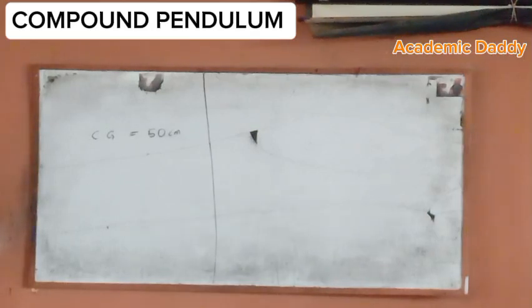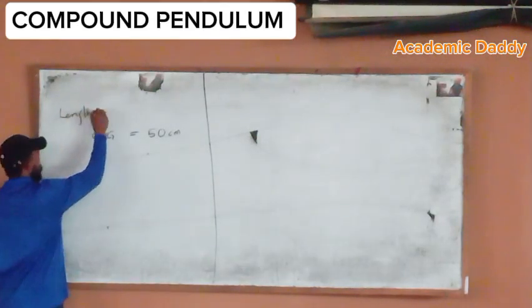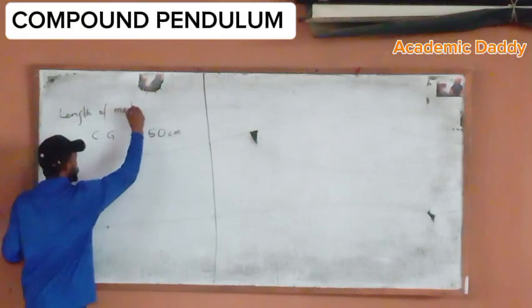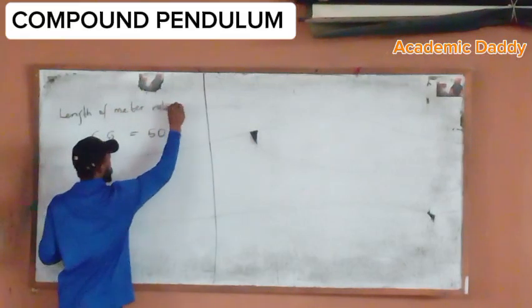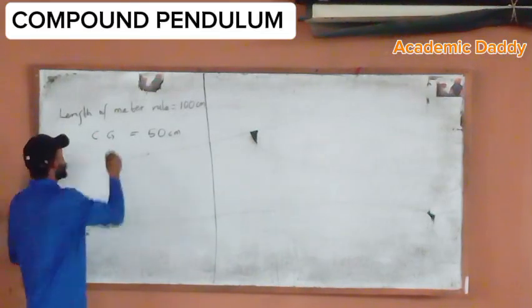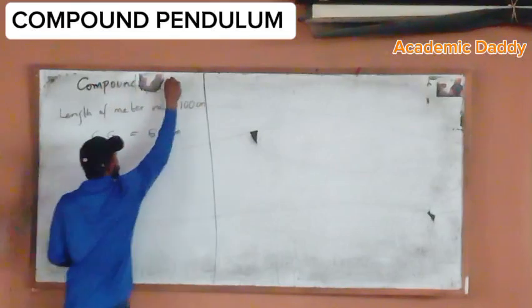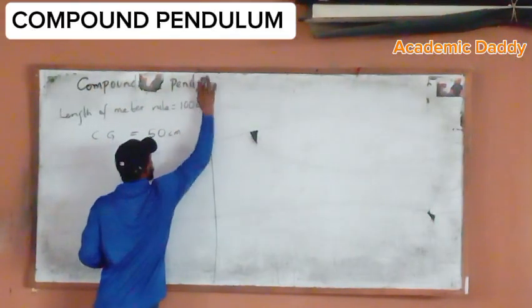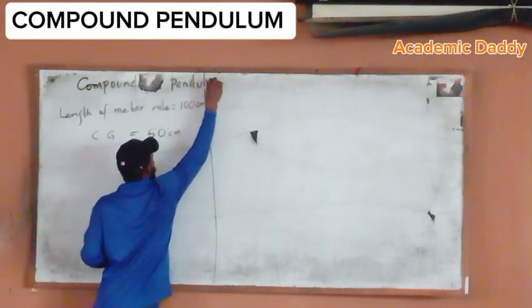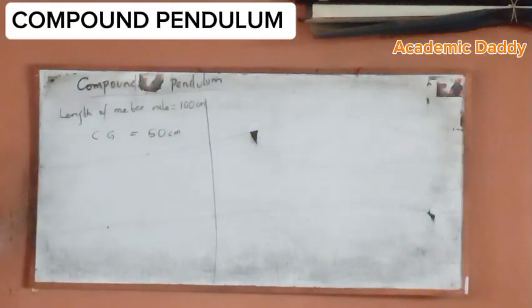So the total length of the meter rule is 100 centimeters. So still remember that what we are doing is compound pendulum. Alright. Now that I have this, I'll tell myself, first of all, what is compound pendulum?